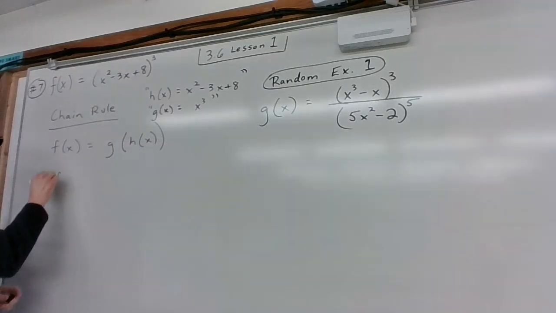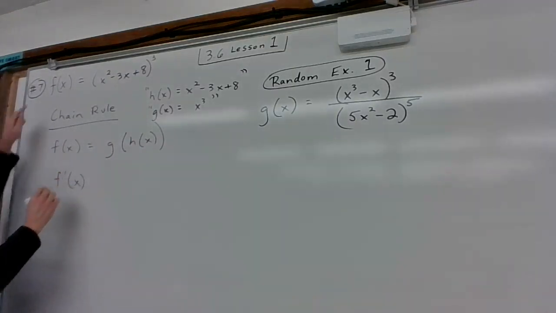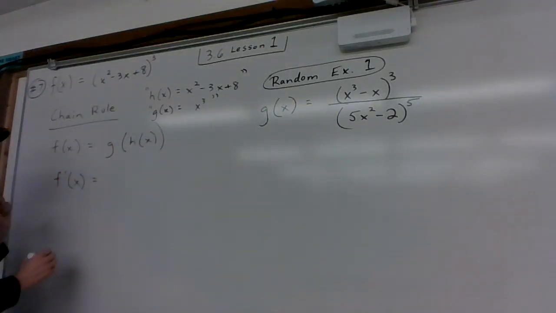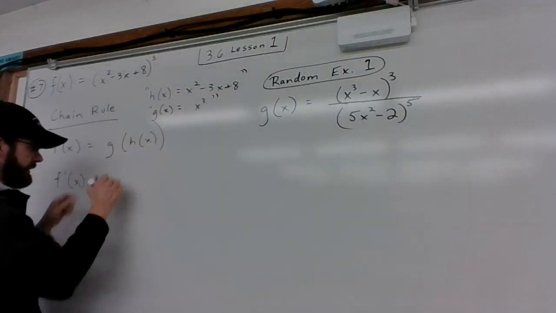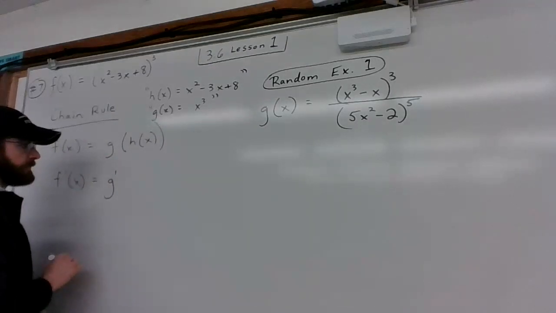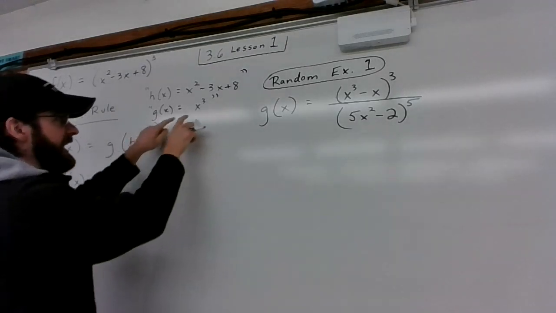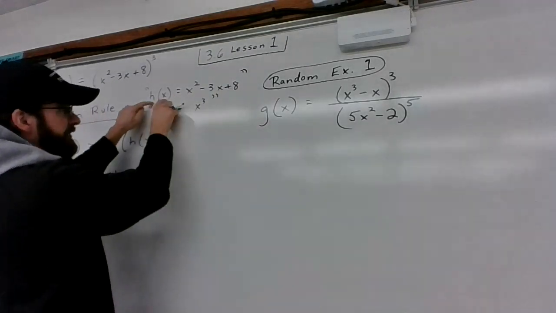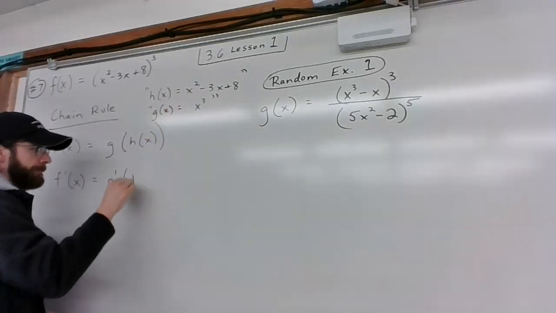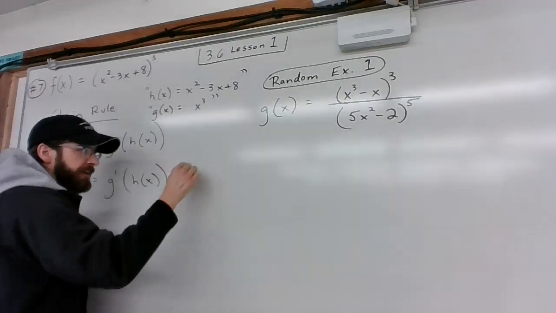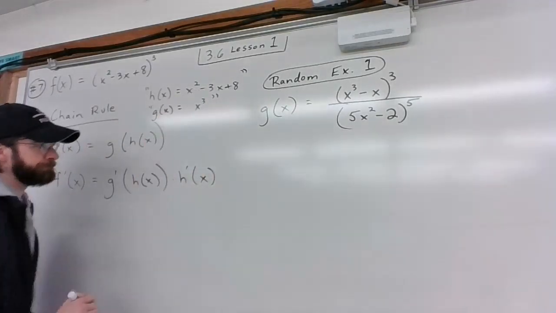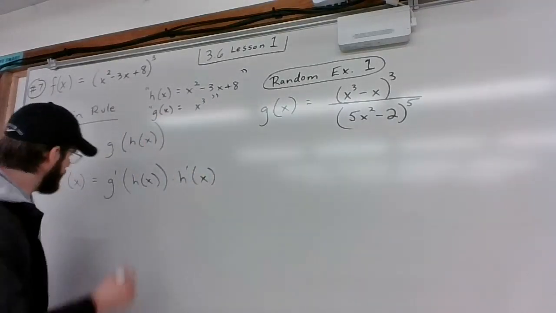Chain rule states that if you're trying to take the derivative of this entire function, then what you do is you say, only take the derivative of the g, still placing in its x the h of x, okay? But after that, you're going to take the derivative of the inner function. So what does that look like?